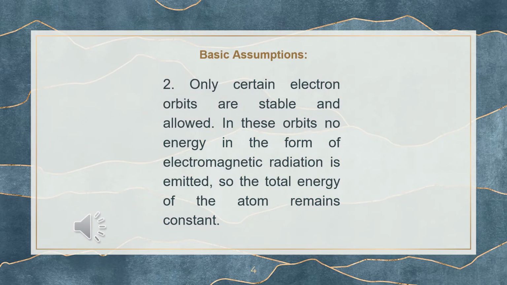The second assumption is that only certain electron orbits are stable and allowed. In these orbits, no energy in the form of electromagnetic radiation is emitted, so the total energy of the atom remains constant.